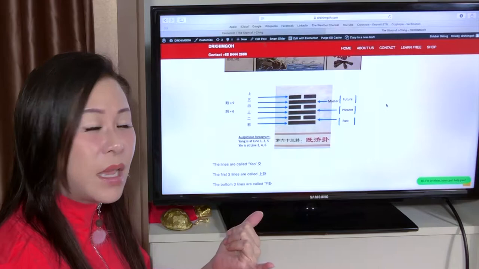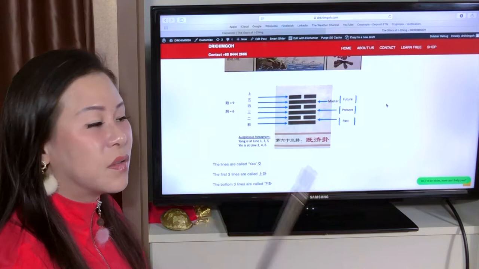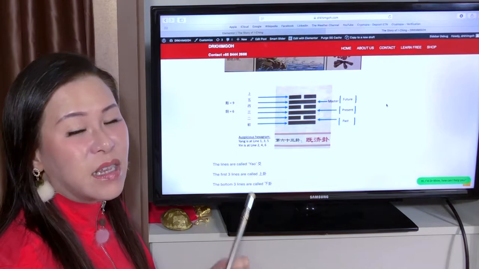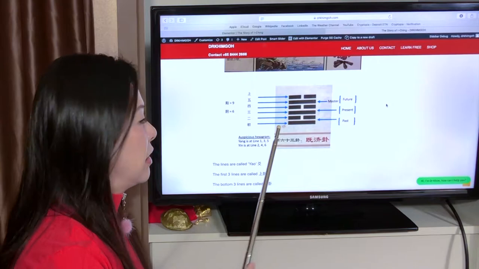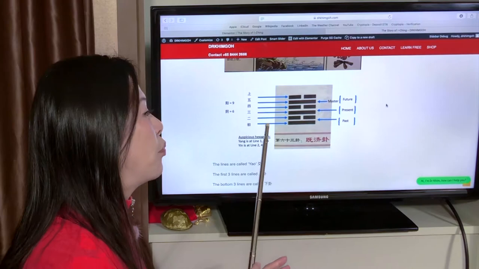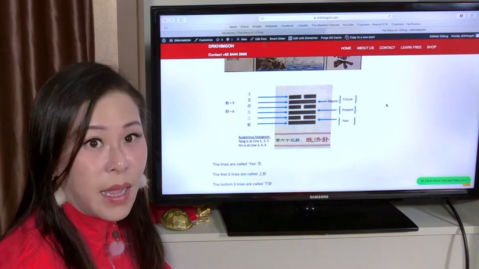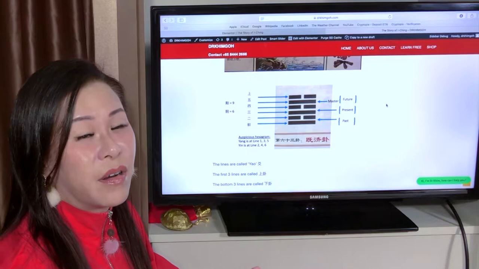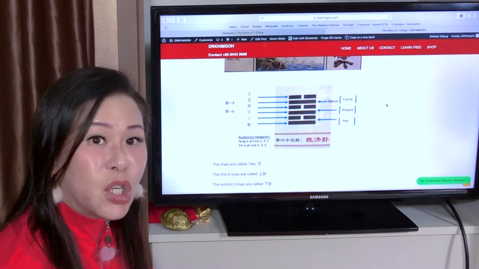The next thing I'll tell you is that lines 1, 3, 5 are always yang, because 1, 3, 5 are odd numbers. 2, 4, 6 are always yin. So let's say you plot a chart, and the bottom line, the first line, is yang. You throw your first toss and it's yang. That means yang is at the yang position. So is it good or bad? It's good lah, because you're at the right position. For example, you're the father, you come home and sit at the dining table, you sit at the father's chair. So you sit at the right position. You cannot be sitting at the baby chair, right?